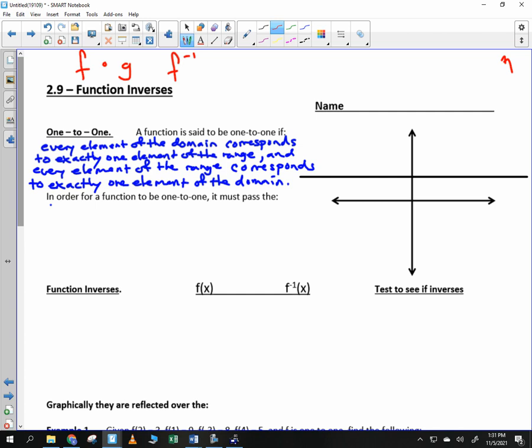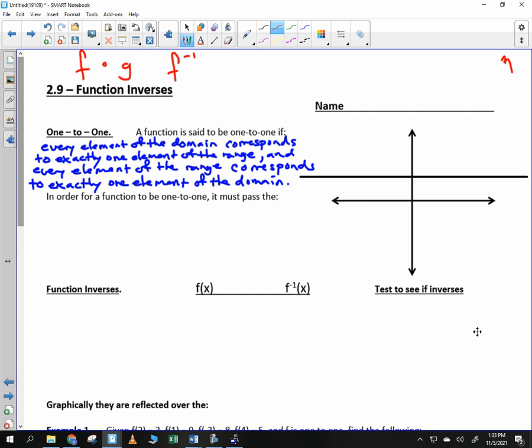A function is said to be one-to-one if every element of the domain corresponds to exactly one element of the range. Does that sound familiar? Because that's the definition of a function. A one-to-one function also says, and every element of the range corresponds to exactly one element of the domain. Every element of the domain corresponds to exactly one element of the range, and every element of the range corresponds to exactly one element of the domain.